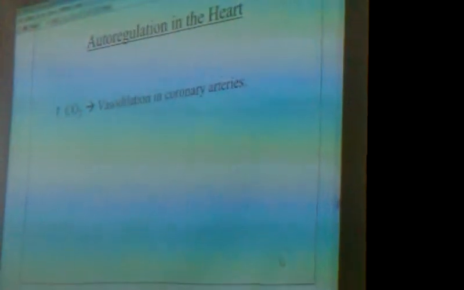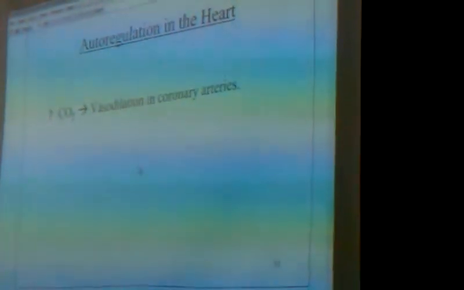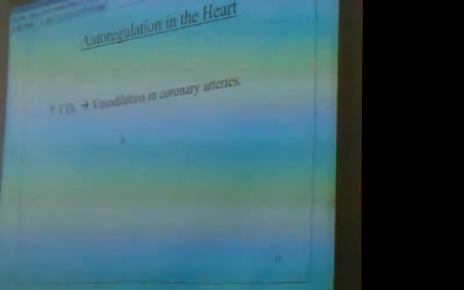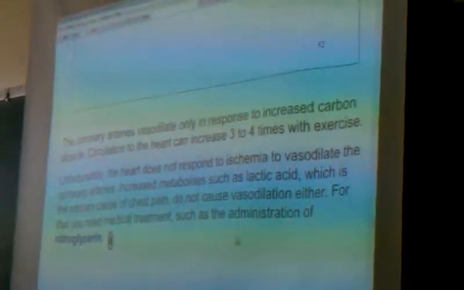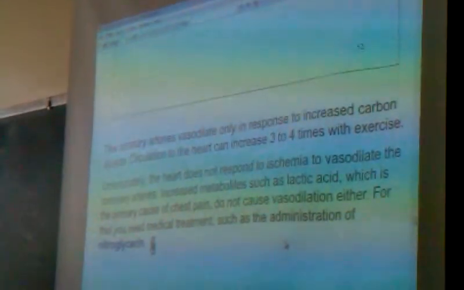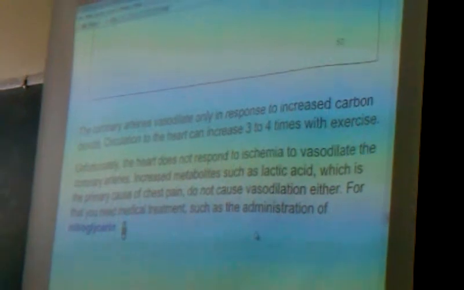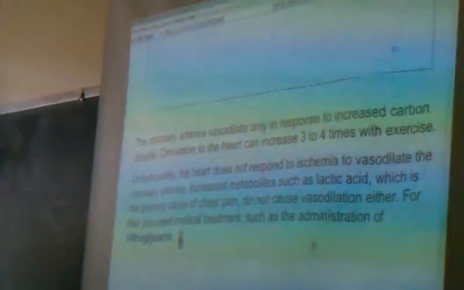Now, if the vessels to your heart cells are blocked, and you have decreased blood flow to the heart tissue, and therefore a buildup of lactic acid and carbon dioxide, and the beginning of angina pectoris, because now you have ischemia, right? One of the things that the heart will do is try vasodilating those vessels because it wants to bring in fresh blood and get rid of those toxic metabolites.